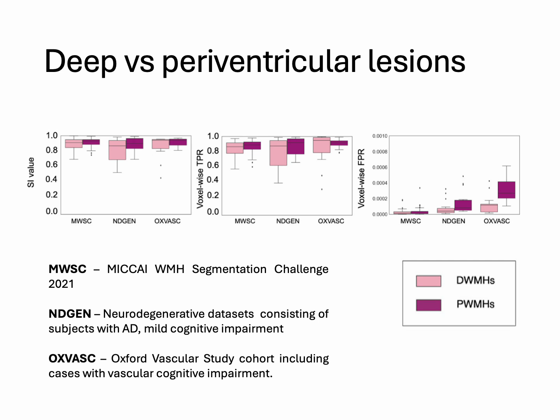We also had another neurodegenerative dataset which had subjects with Alzheimer's disease, mild cognitive impairment, including some healthy controls, aged subjects where hyperintensities can also normally occur. And we also had the Oxford Vascular Study cohort, including cases with vascular cognitive impairment, and there were also some healthy controls.